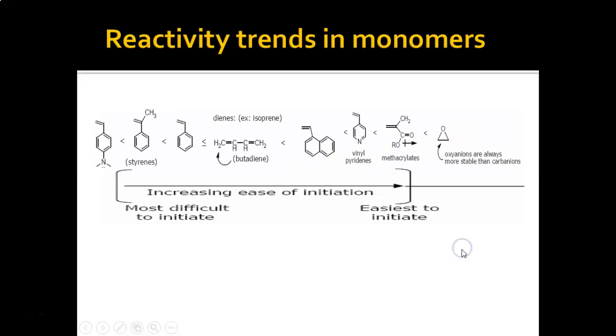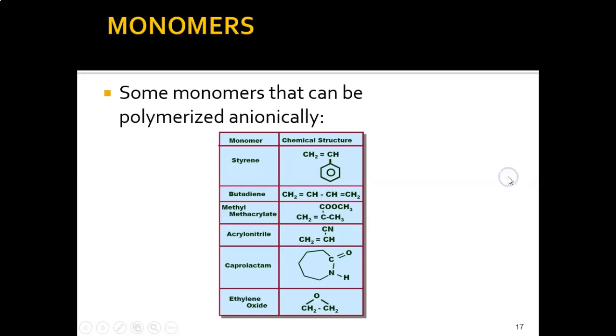Reactivity trend in the monomer: increasing ease of initiation. From the left to the right, it is easier to initiate this monomer ionically. Some monomers that can be polymerized ionically.